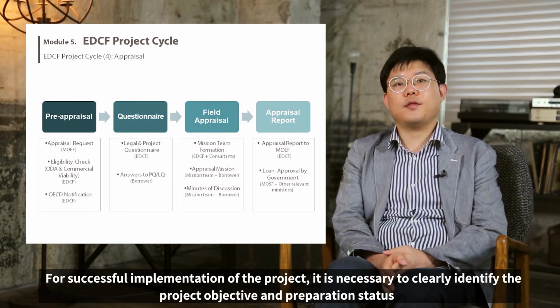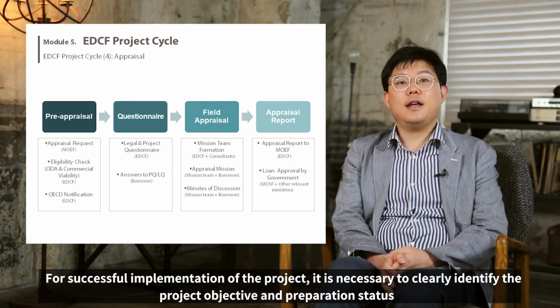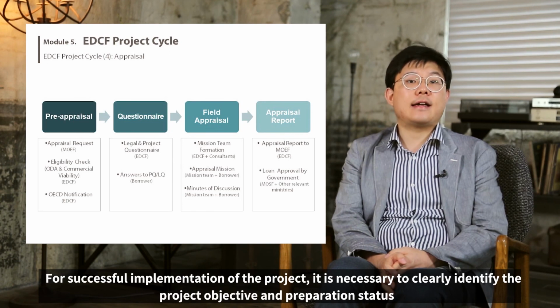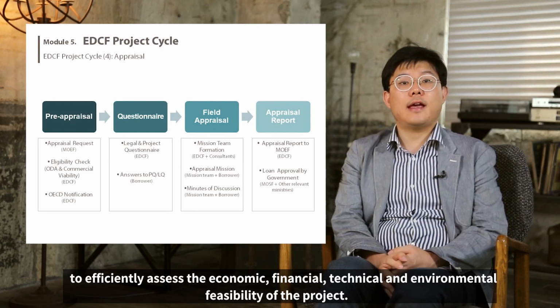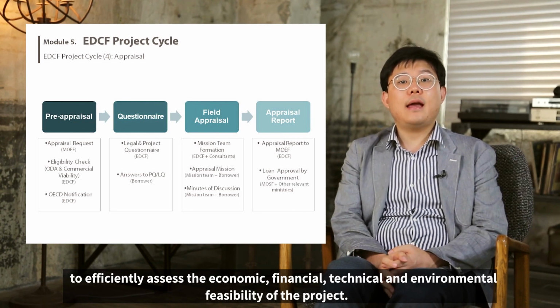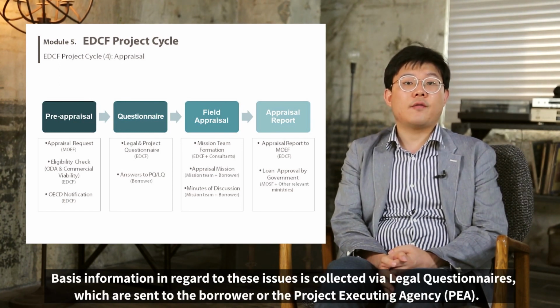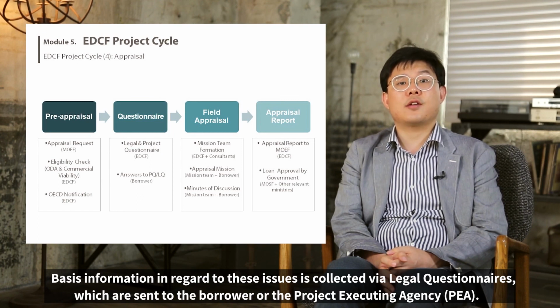For successful implementation of the project, it is necessary to clearly identify the project objective and preparation status to efficiently assess the economic, financial, technical, and environmental feasibility of the project. Basic information in regard to these issues is collected via legal questionnaires, which are sent to the borrower or the project executing agency, which is PEA.